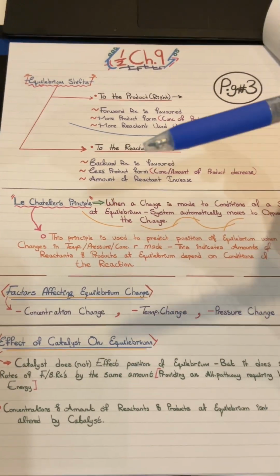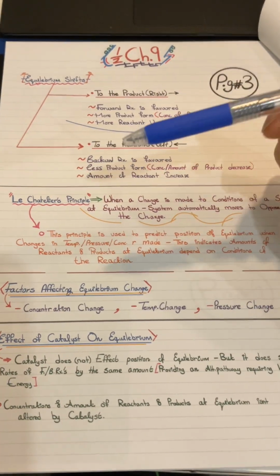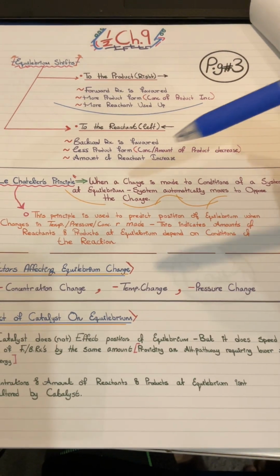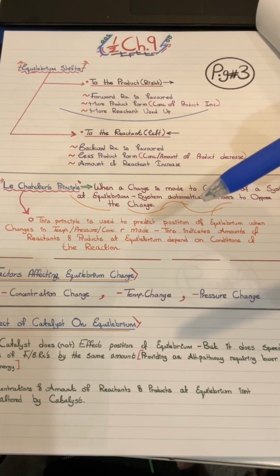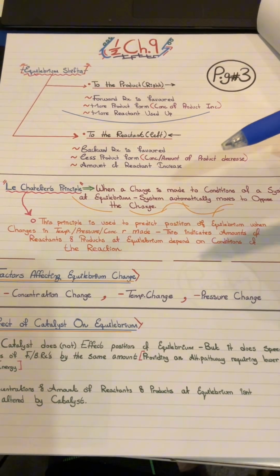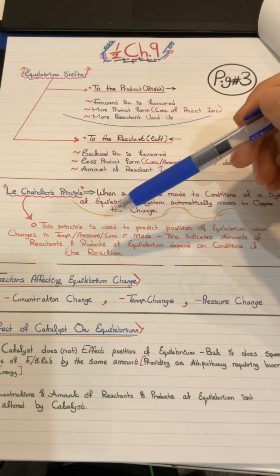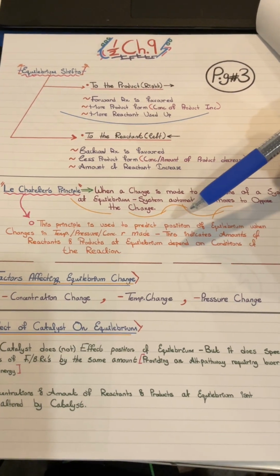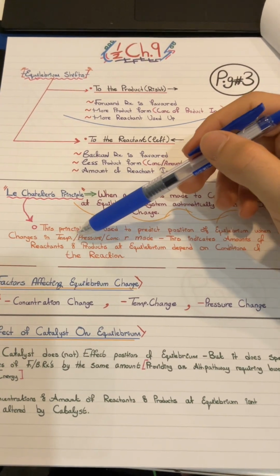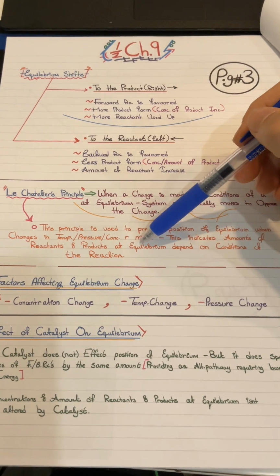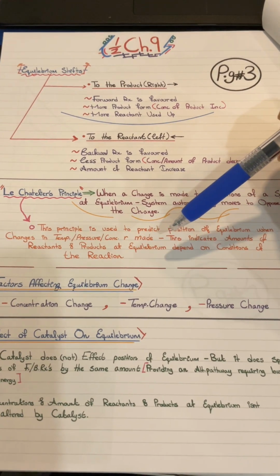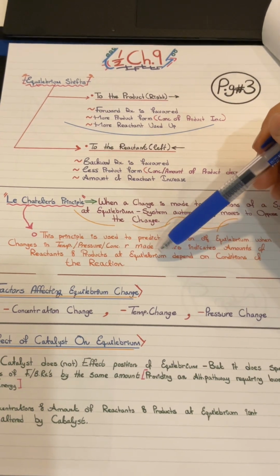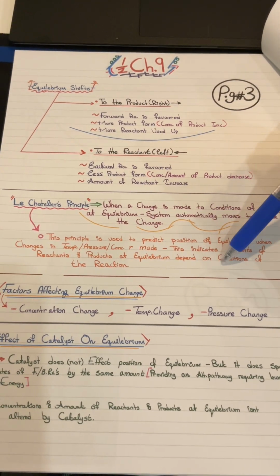Le Chatelier's principle: when a change is made to the conditions of a system at equilibrium, the system will automatically move to oppose the change. We use this principle in chemistry to predict the position of equilibrium when changes in temperature, pressure, and concentration are made to a reaction at equilibrium. This indicates the amounts of reactants and products at equilibrium depend on the conditions of the reaction.